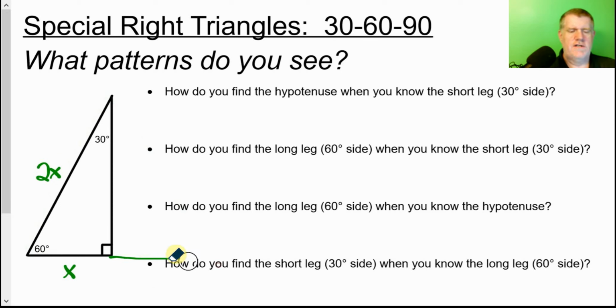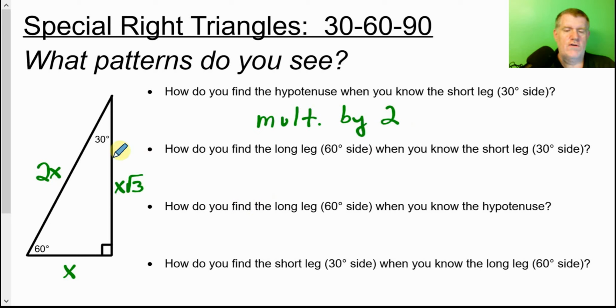And do you remember the 60-degree side? We call it the 60-degree side because it's across from the 60. That was the short side multiplied by the square root of 3. Alright, so how do you find the hypotenuse when you know the short leg? Well, if the short leg is x, the hypotenuse is twice as much. So you just double it, or you multiply by 2.